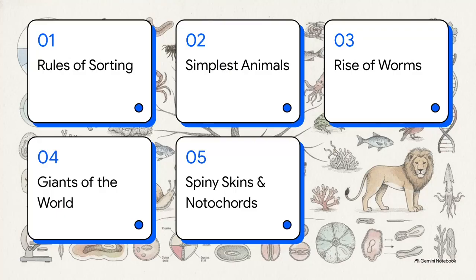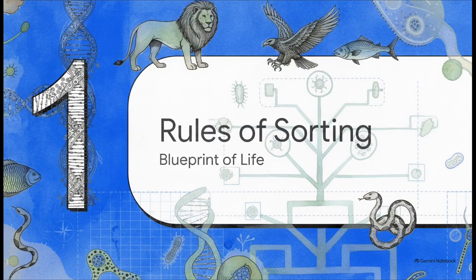Okay, let's dive into this. Here's our roadmap for today. First, the rules of sorting. Second, the simplest animals. Third, the rise of worms. Fourth, giants of the animal world. And finally, spiny skins and notochords. All right, part 1, the rules of sorting. This is where we establish the blueprint of life.